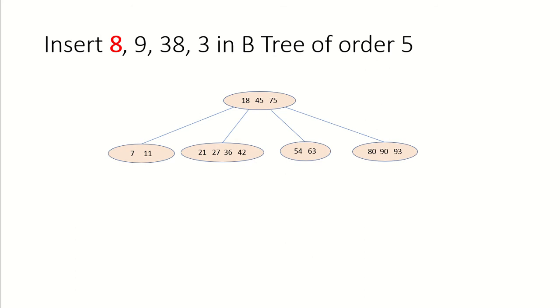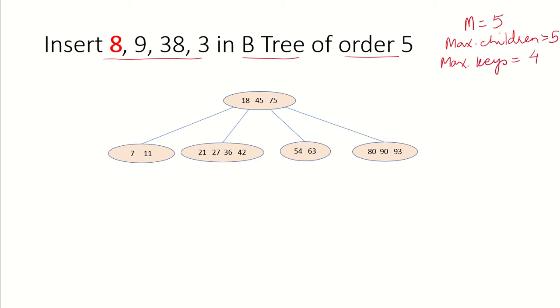Suppose we have to insert a few key values in a given B tree of order 5. Here m is equal to 5. That means the maximum number of children can be 5 and the maximum number of keys in each node can be 4. So if this B tree is given to us and we have to insert 8.